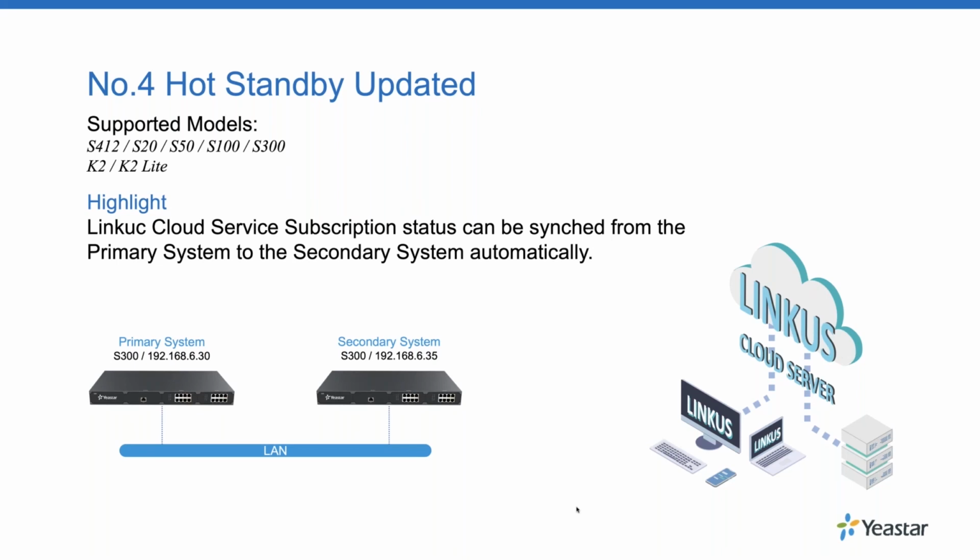So if your primary system gets something wrong, like going out of service, and the secondary system takes over everything, don't worry about the Linkus Cloud Service. It will be enabled automatically. You can just keep it working with your secondary system, same as before. This is the last thing I'm going to talk about for today's webinar.